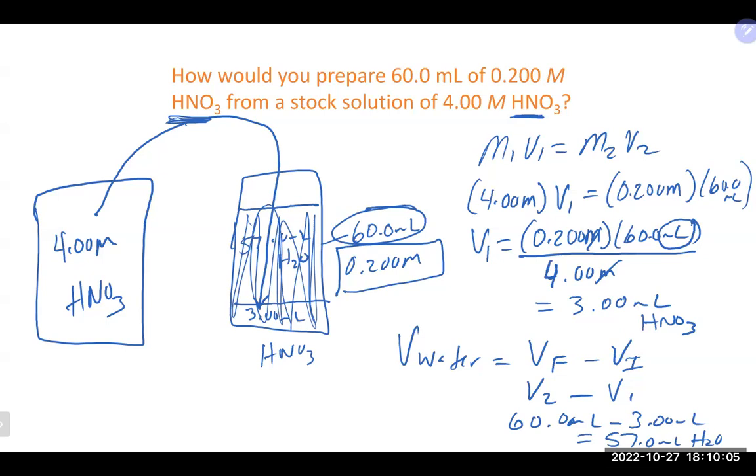So typically speaking, if you solve for M1, that's again the concentration of the more concentrated solution. V1 is usually the volume that you need to use of the more concentrated solution. M2 is your more dilute concentration, and V2 is your final volume of your diluted solution. And again, the difference between the two volumes is typically the amount of solvent or water that you need to add to get you there. Any questions on that there?